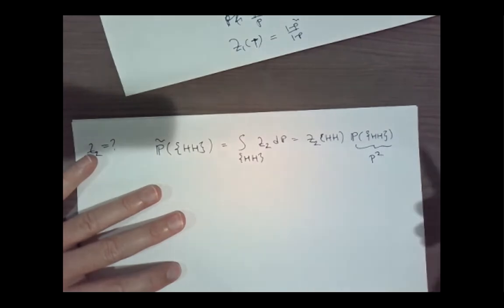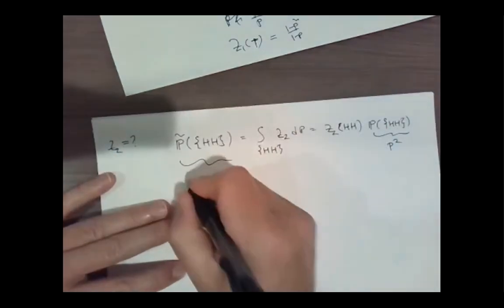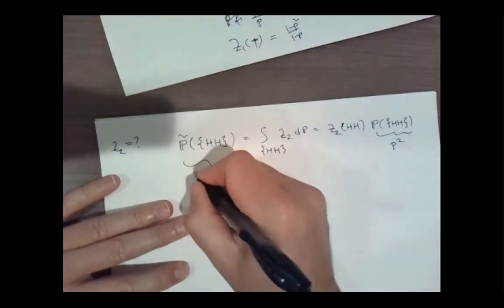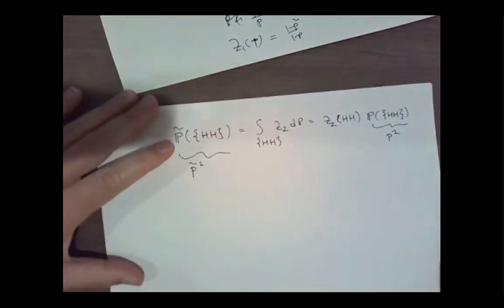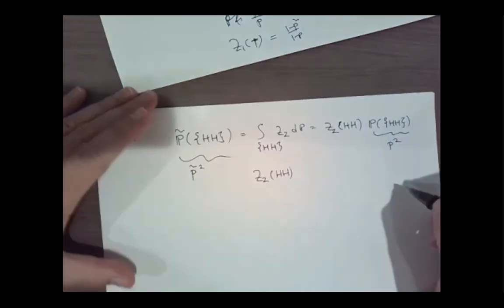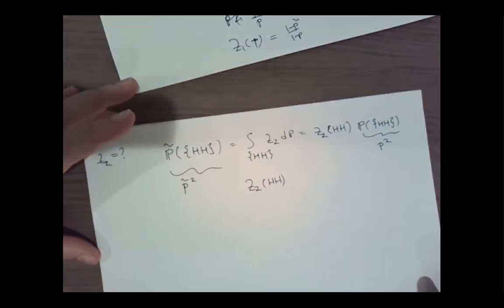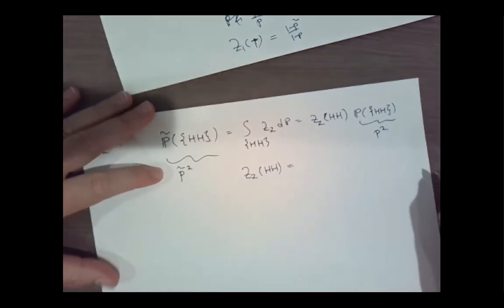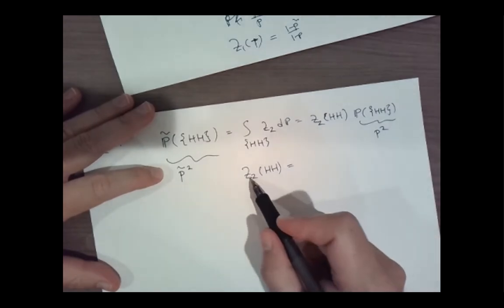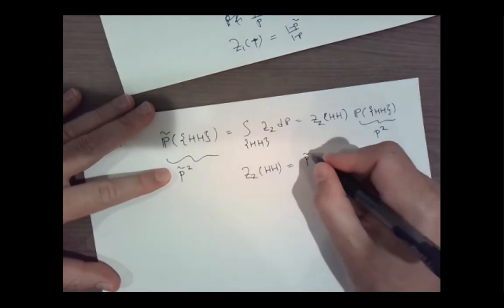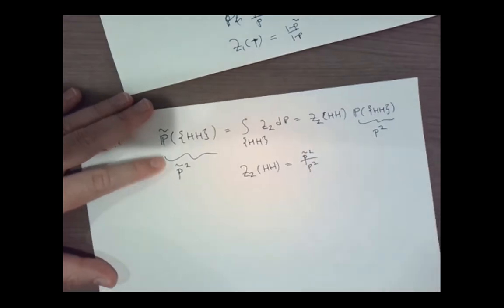So they're independent of each other and identically distributed. And what is the probability under the other measure? Well, this is the one we want to be P tilde squared. Right, so then you get C2 of HH, the random derivative of HH, is going to be P tilde squared divided by P squared.